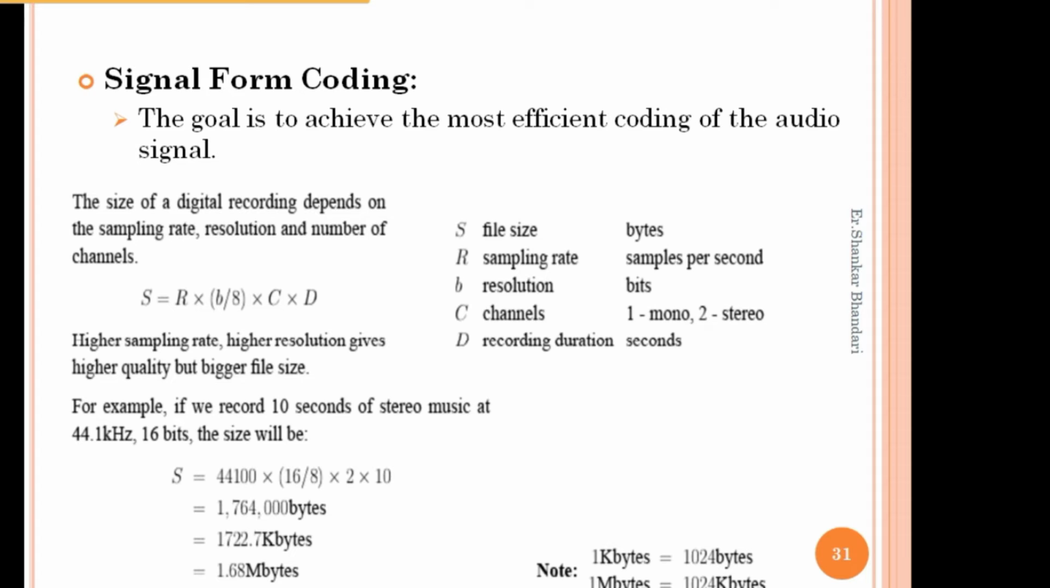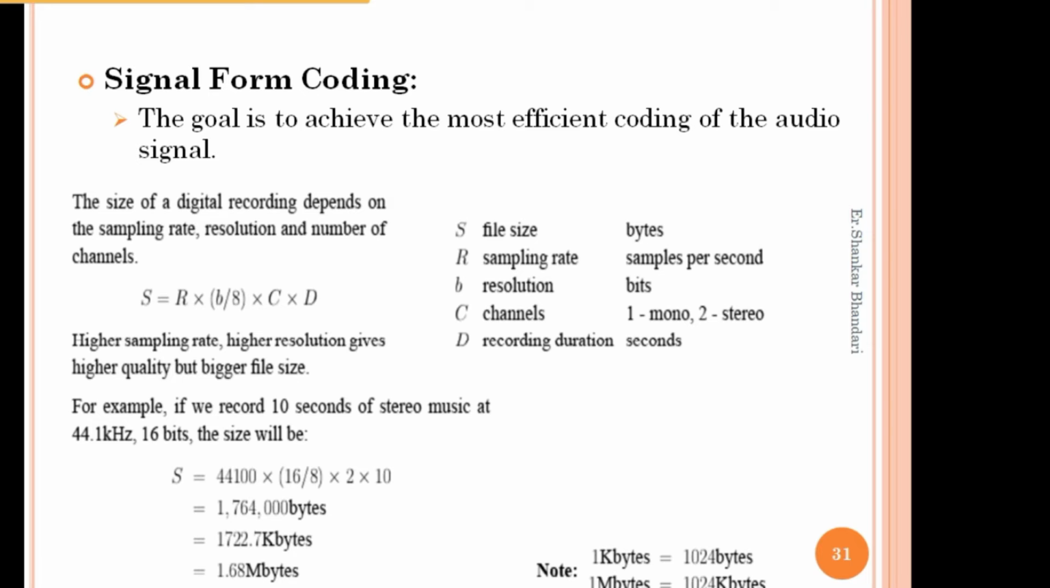Let us see an example. If we record 10 seconds of stereo music at 44.1 kilohertz with a resolution of 16 bits, the size will follow our formula. We place the given values in their positions and perform the calculation, and there is a conversion between different units. We generally represent the size in MB, which is converted as 1 kilobyte equals 1024 bytes, and 1 megabyte equals 1024 kilobytes.